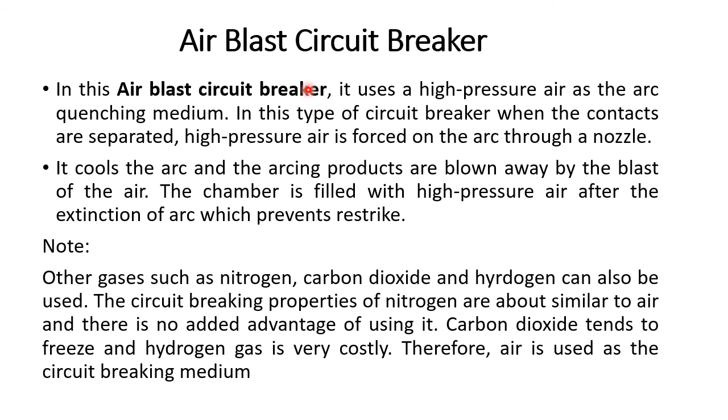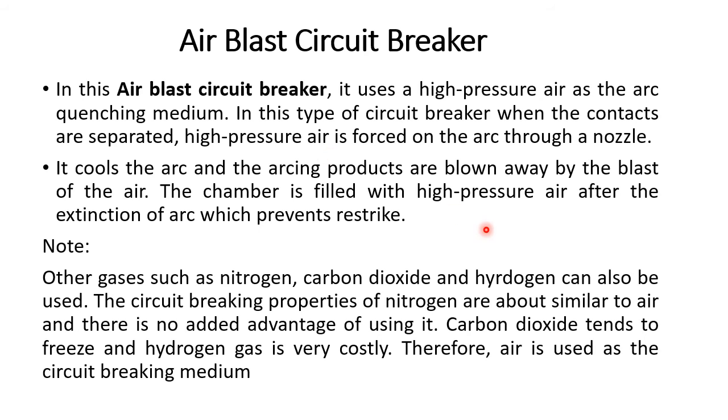Now we'll look at the air blast circuit breaker. In this air blast circuit breaker, it uses high pressure air as an arc quenching medium. In this type of circuit breaker, the contacts are separated and high pressure air is forced on the arc through a nozzle to quench the arc. Once the high pressure air is forced on the arc, it cools the arc and the arcing products are blown away by the blast of the air.